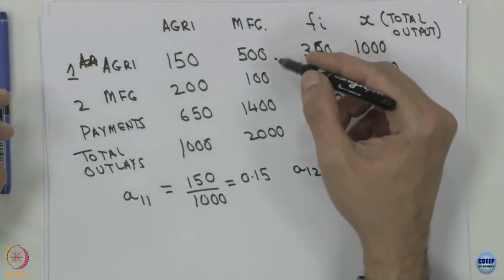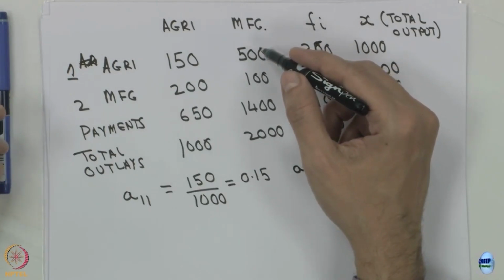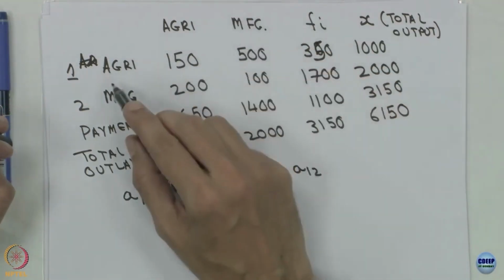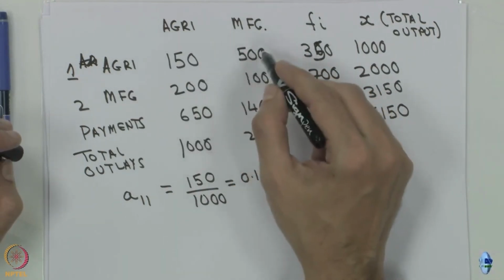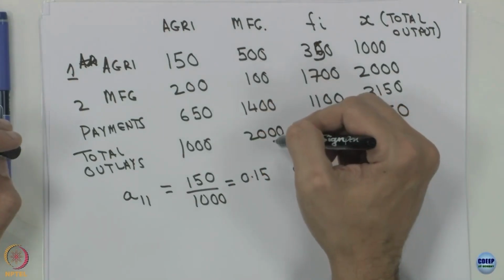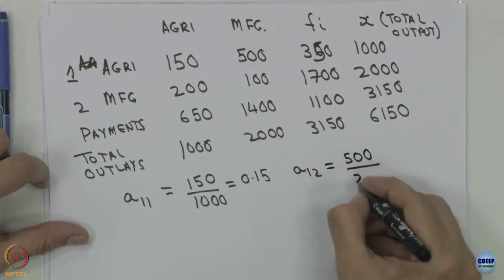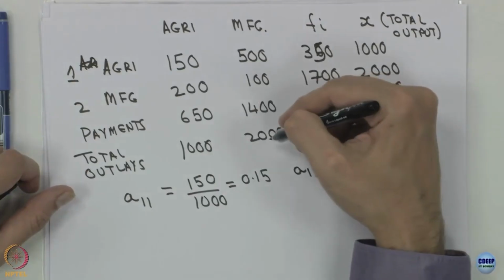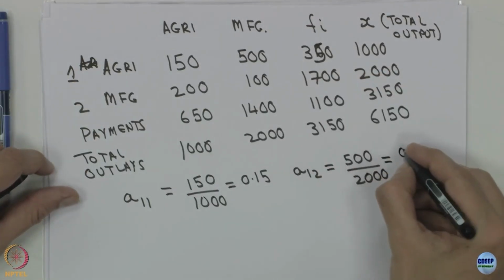A12 is the percentage of the agriculture which is used in manufacturing. If you look at the transaction from agriculture to manufacturing, it is 500 units, and this will depend on the output per unit of manufacturing. So here this is going to be 500 divided by 2000. This will be divided by xj, in this case x2. So this is going to be 0.25.